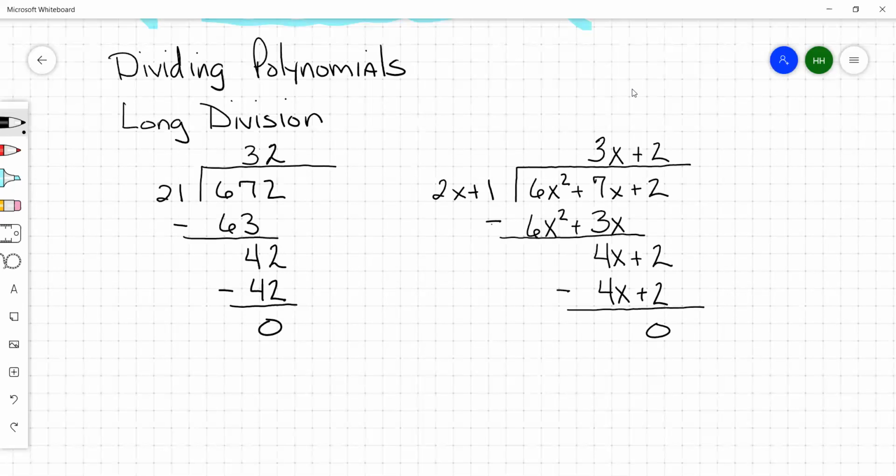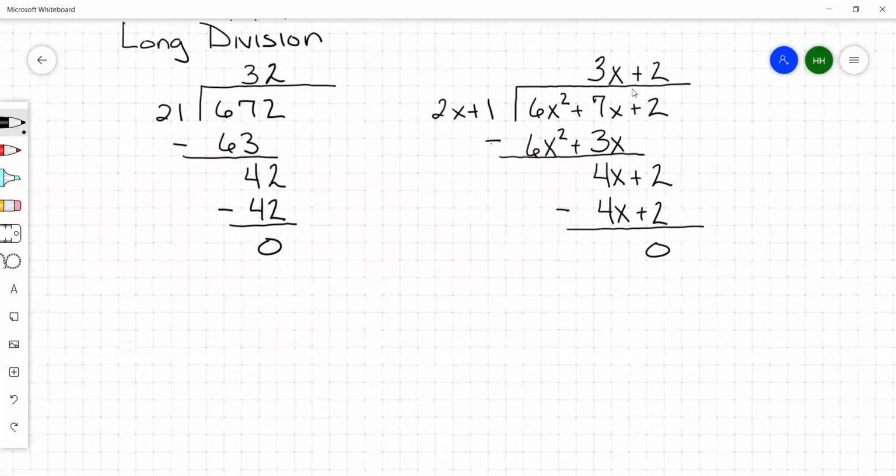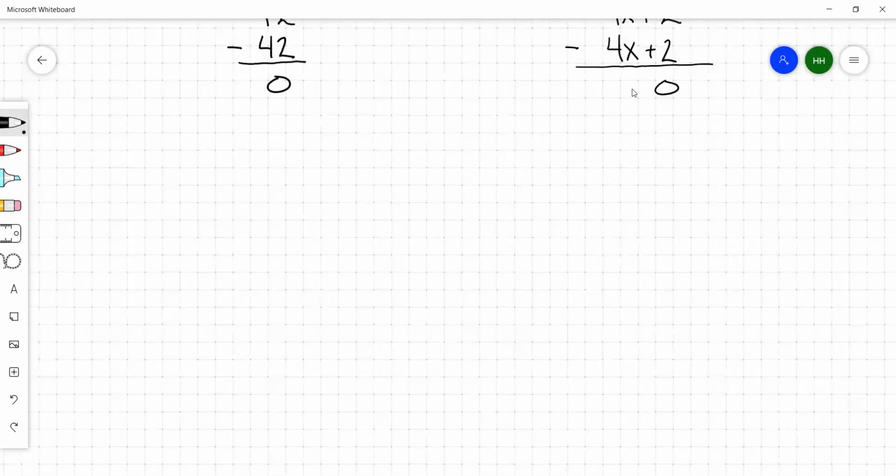All right, so let's do one where we get a remainder. Let's take x plus 5, and we're going to divide it into 4x squared plus 23x minus 16.